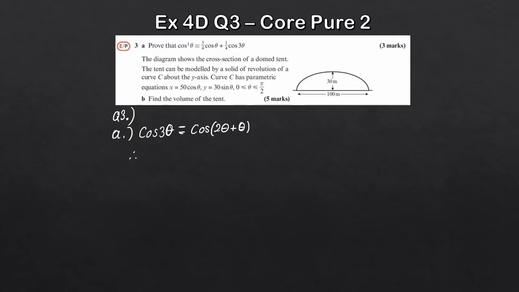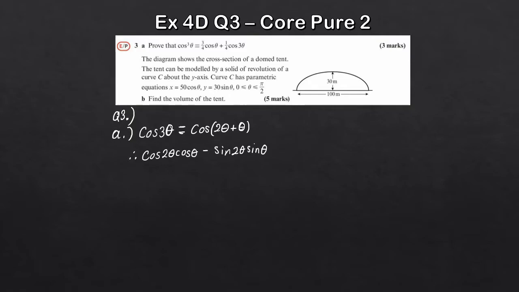So, just using the result from your formula book here, so you don't need to memorise this bit. This would be cos 2 theta cos theta minus sine 2 theta sine theta. Okay, but I don't think that result's too difficult if you do want to just memorise it. So that's our first line of working.